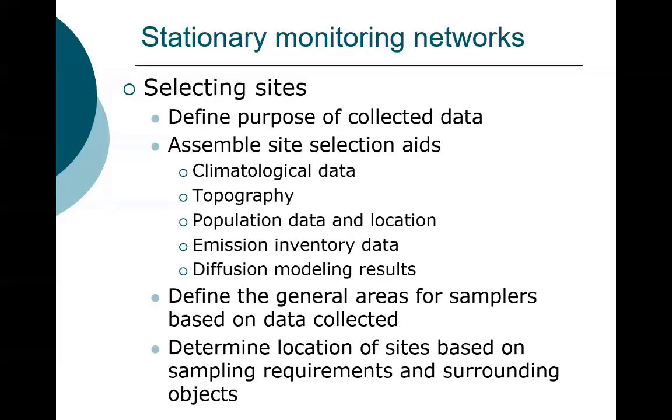So when you're looking at selecting the sites, you need to define the purpose of the collected data, as I just mentioned. You need to assemble site selection aids. When we worked with the consulting firm and the client on this site, we looked at climatological data. What was the prevailing wind direction? Topography was pretty insignificant on this site. It was a relatively small site. It was flat. We looked at the population. Where was the population located? And how could we ensure that the population were not exposed? That helped to determine the sampling locations.